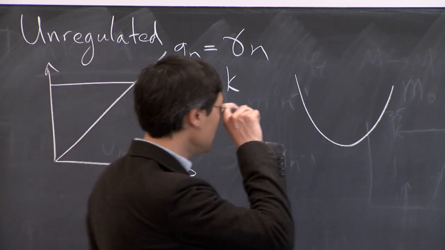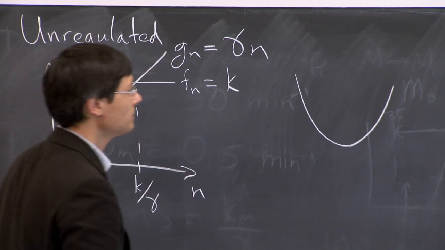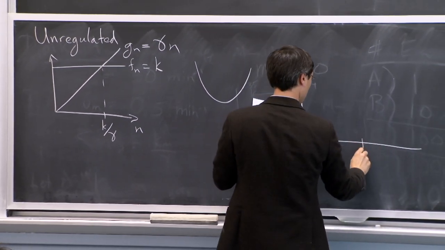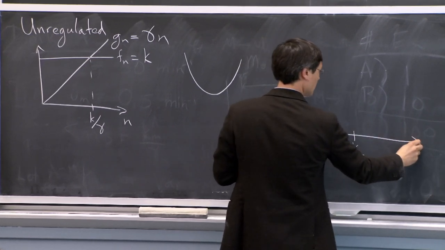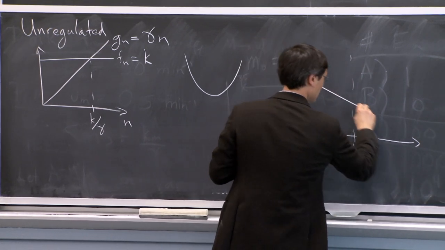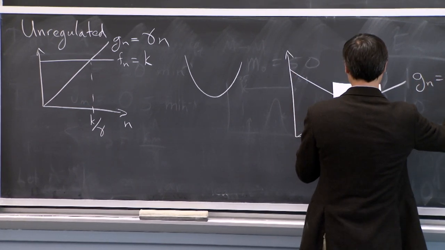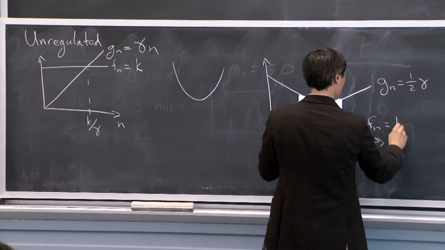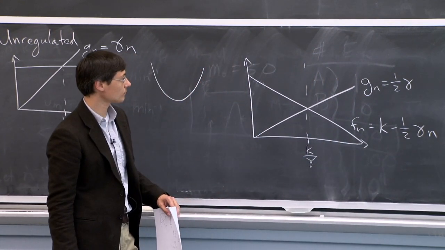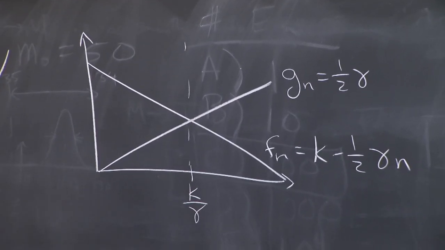So what I want to ask, in terms of trying to get intuition, is what happens if we pull these curves down? So in particular, let's imagine that we have a situation where, all right, I'm going to reparameterize things. So again, we're keeping the number at the equilibrium constant. But now I'm going to have an f of n that looks like this, and a g of n that looks like this. So now g of n is going to be some 1/2 of lambda, and this f of n is equal to k minus 1/2 of gamma n. All right, now the question is, in this situation, what will be the variance over the mean?